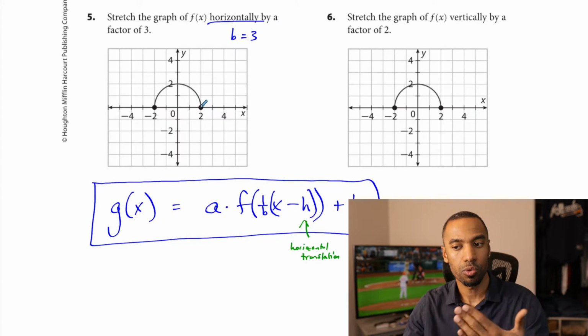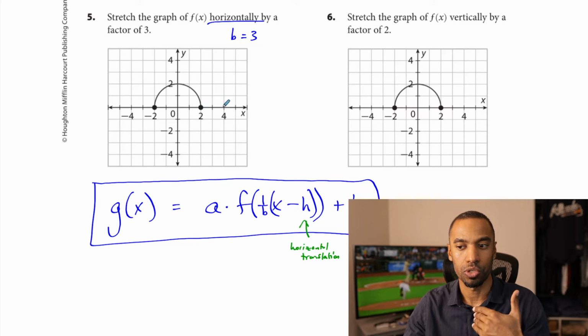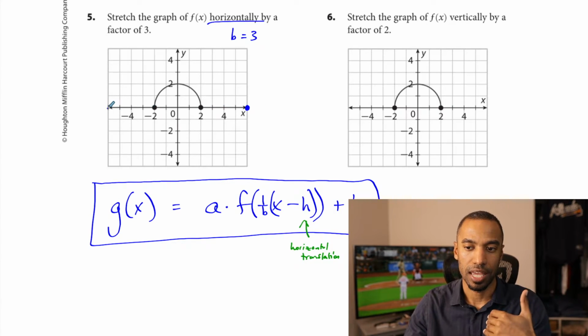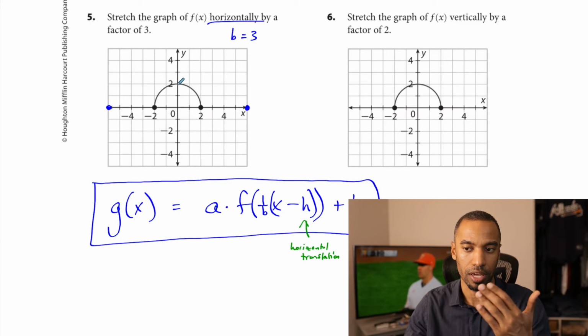So this is x equals 2. Let's triple x equals 2. That gets us 6 right here. Let's triple x equals negative 2. That gets us negative 6. And the only other distinct point I can get is this one, and I'll just use a semicircle. But this is x equals 0, so it's going to stay right there.